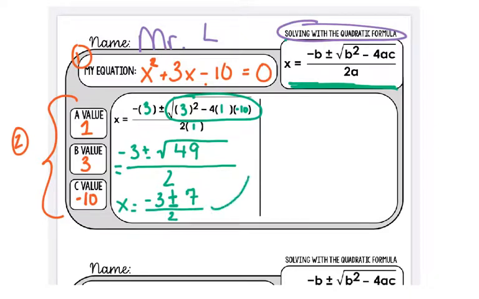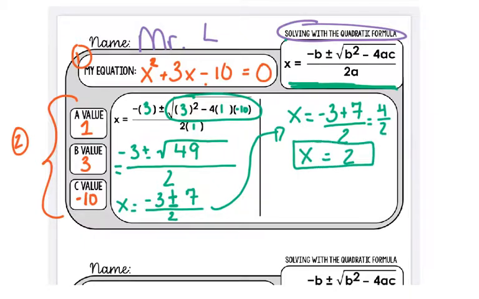So then from there, I'm going to go up over here and say, okay, so x is equal to negative 3 plus 7 over 2. So that's going to give me negative 3 plus 7 is 4 over 2. So x can equal 2. And then I have x equals negative 3 minus 7 divided by 2. So negative 3 take away 7 is going to be negative 10 divided by 2, and x equals negative 5.